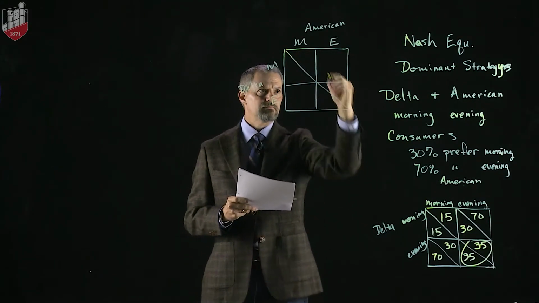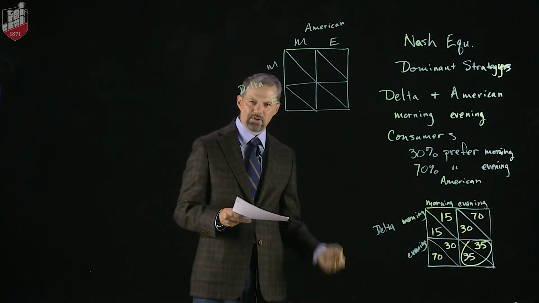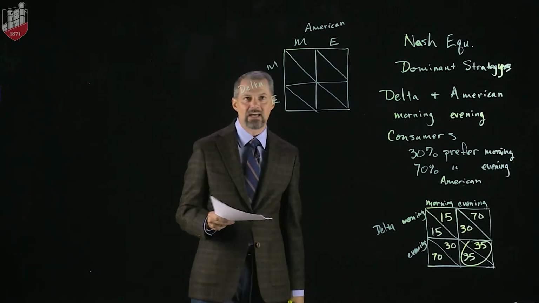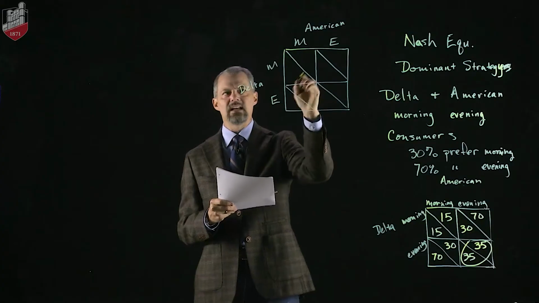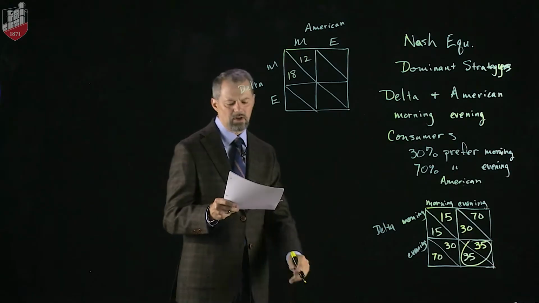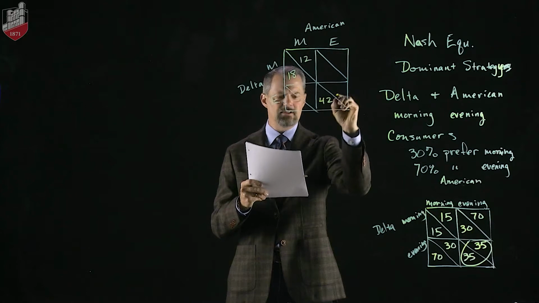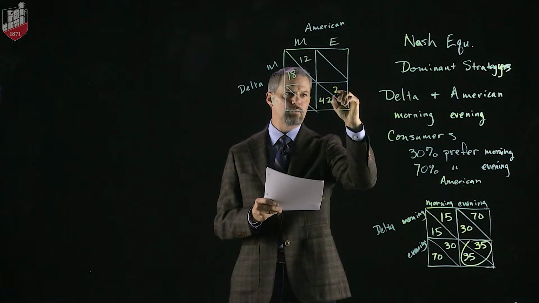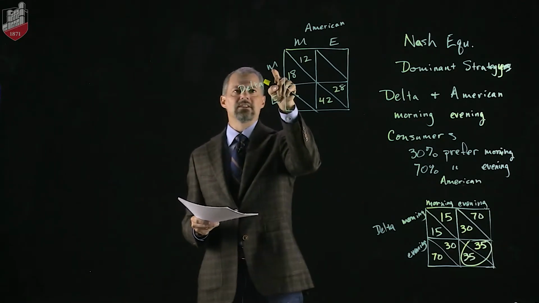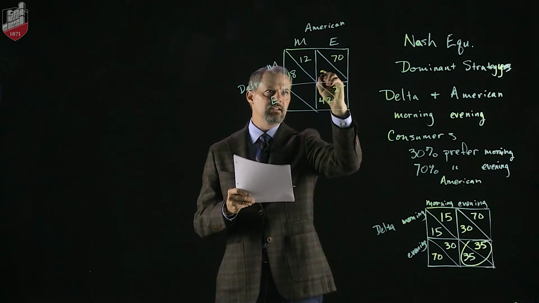And let's suppose if both of them leave in the morning, remember Delta has the frequent flyer program, so some customers are going to fly Delta because of that. Let's suppose they split the market, but it's not an even split. Let's suppose Delta gets 18 and American gets 12% of the market. And if they both leave in the evening, let's suppose Delta gets 42% of the market and American gets 28% of the market. If they leave at different times, if Delta leaves in the morning and American leaves in the evening, then they still split the market and it looks like this.